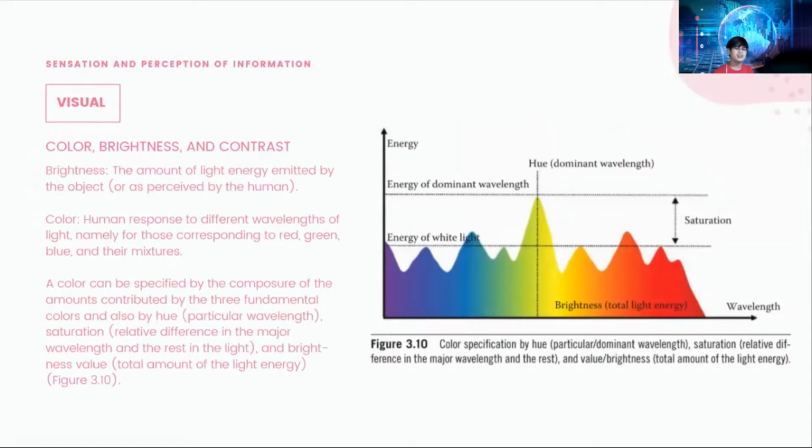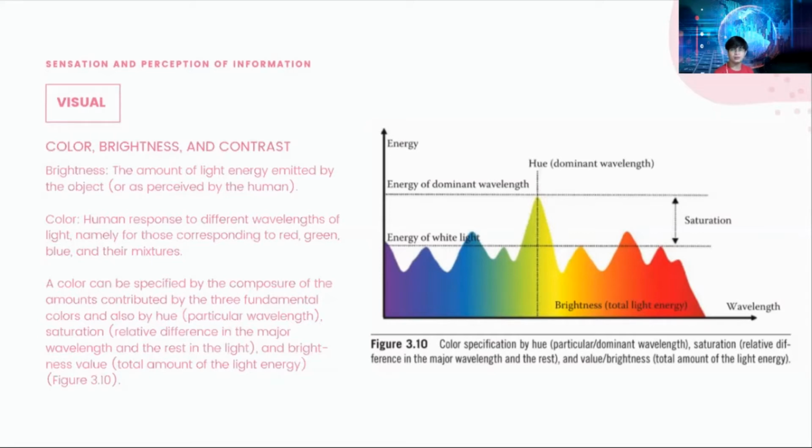So when we say brightness, again, it is the amount of light energy emitted by the object. The color: humans respond to different wavelengths of light, namely those corresponding to red, green, and blue. That is color. A color can be specified by the amounts contributed by the three fundamental colors, and also by hue or the particular wavelength. The saturation means the relative difference between the major wavelength and the rest of the light, and brightness or value is the total of the light energy.